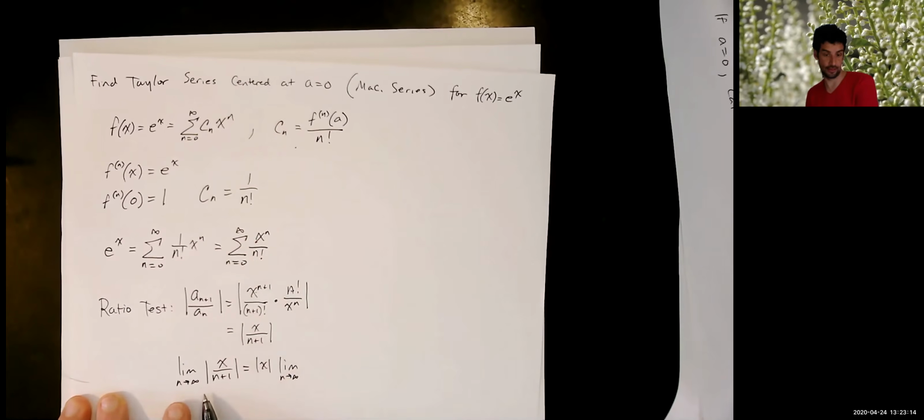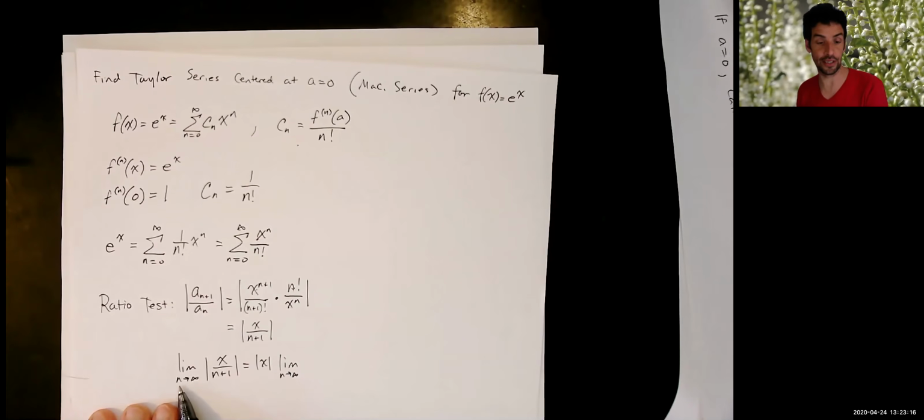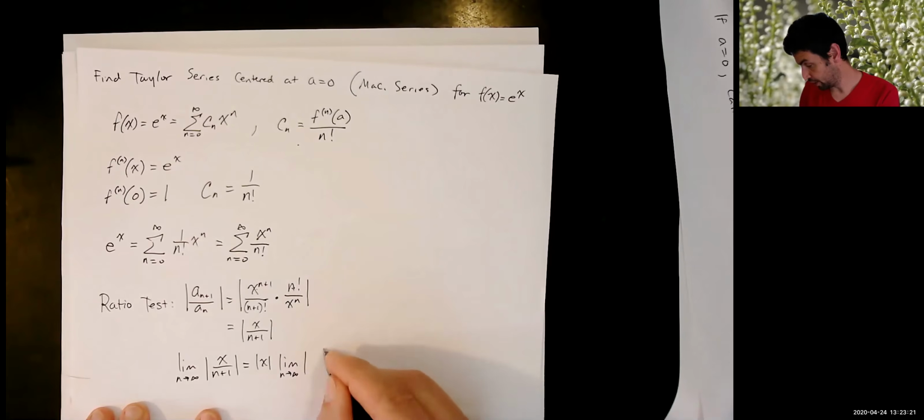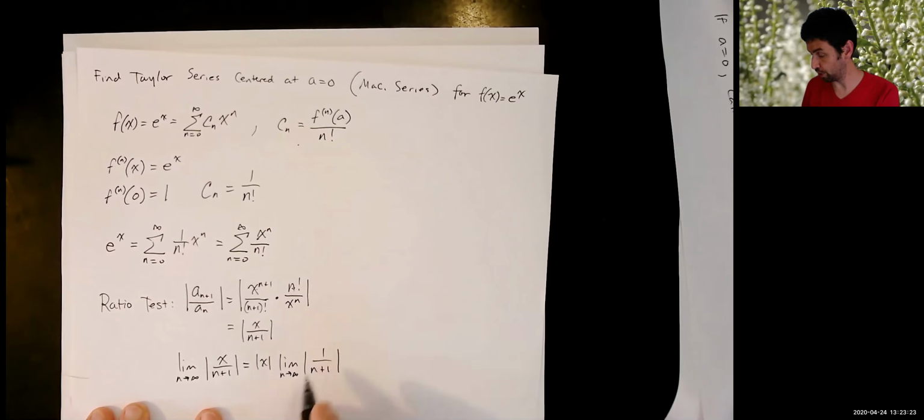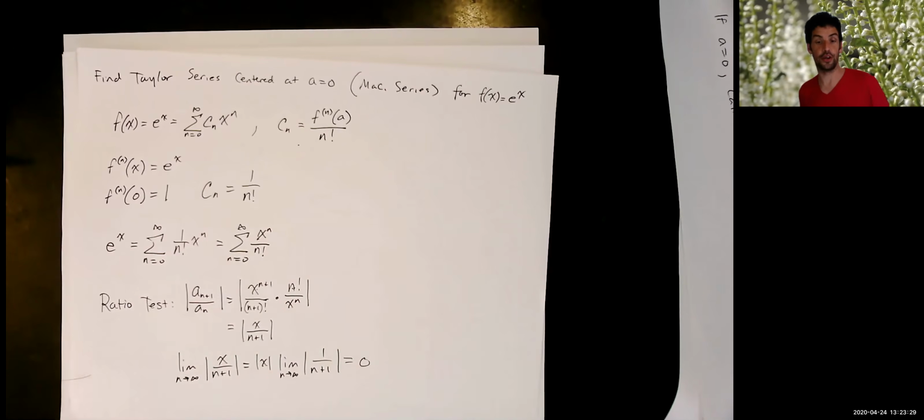It's a constant, let me say that more clearly, it's a constant relative to n. As n changes, the value of x doesn't change, and I get 1 over n plus 1. This limit goes to 0, so it turns out it doesn't matter what value for x we put in, the limit is going to always be 0, right?